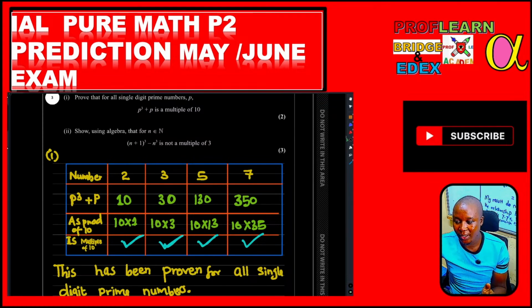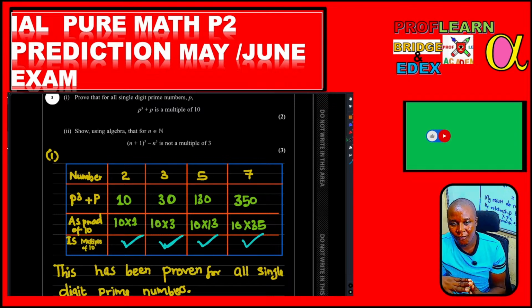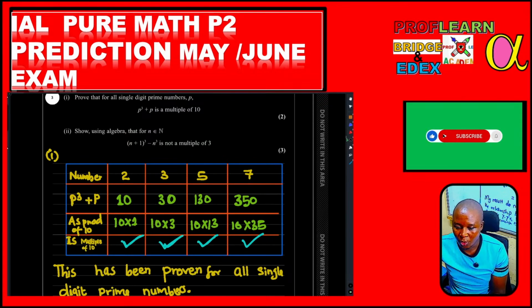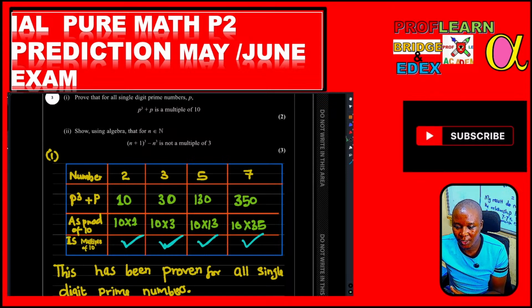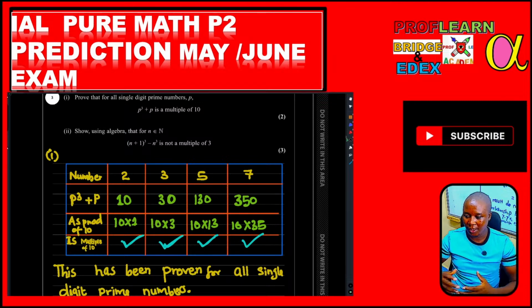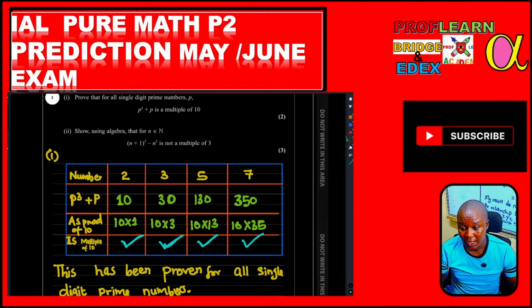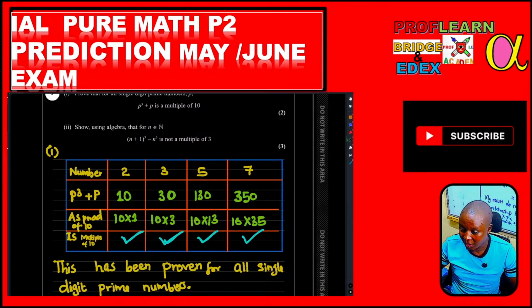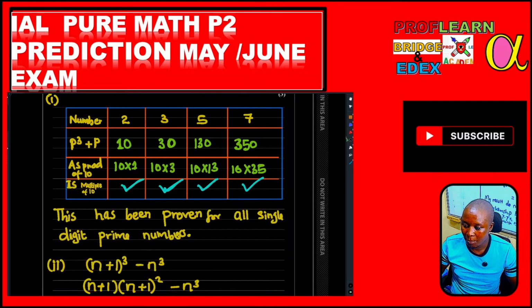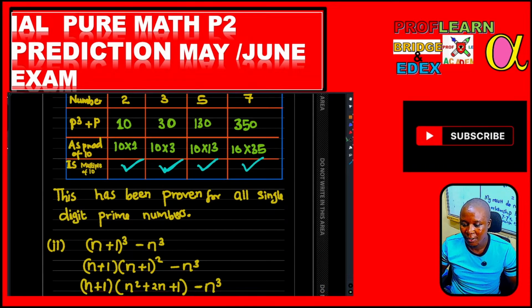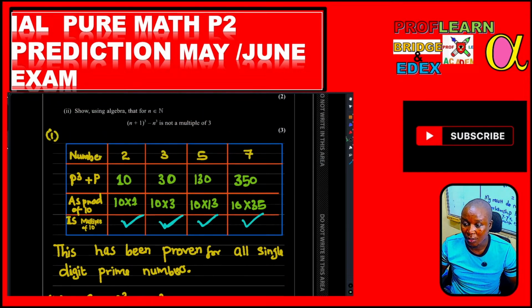So you can see in this case that we are having multiples of 10, because if you express them as a product of 10, we have 10 times 1, 10 times 3, 10 times 13, 10 times 35. So basically this means that these numbers we have gotten here are multiples of 10. Then we can now draw a conclusion, after using those examples, that this has been proven for all single digit prime numbers. Therefore that statement is true.